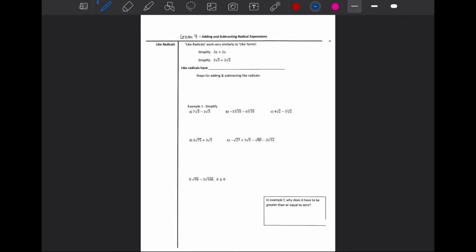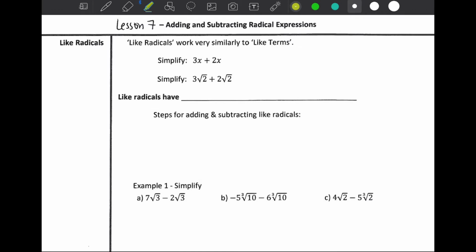Lesson 7, Adding and Subtracting Radical Expressions. So let's take a look at what like radicals are. Like radicals work very similarly to like terms.